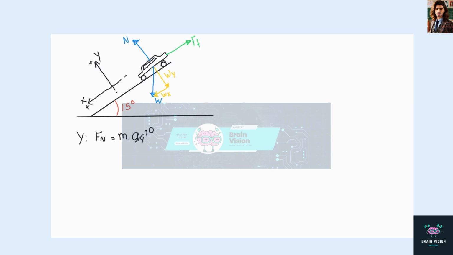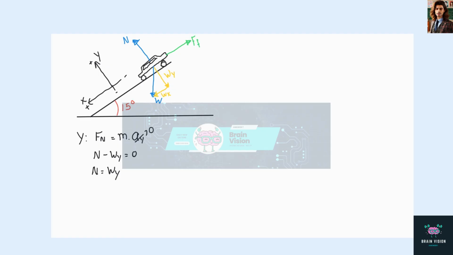And the net force is composed by two forces, the normal force and Wy, one of the components of the weight force, and this is equal to 0. Therefore, the normal force is equal to the y component of the weight force. Now, what is the y component of the weight force?